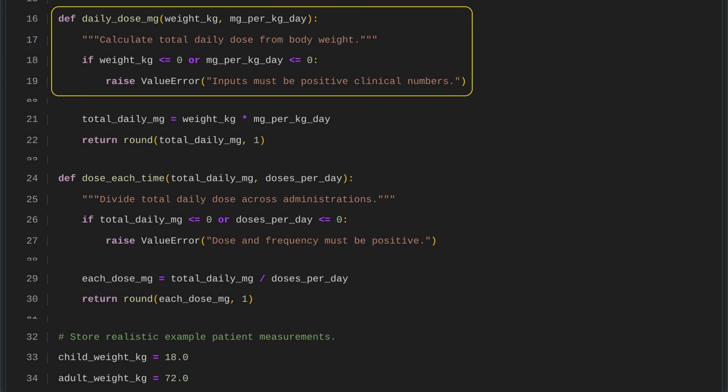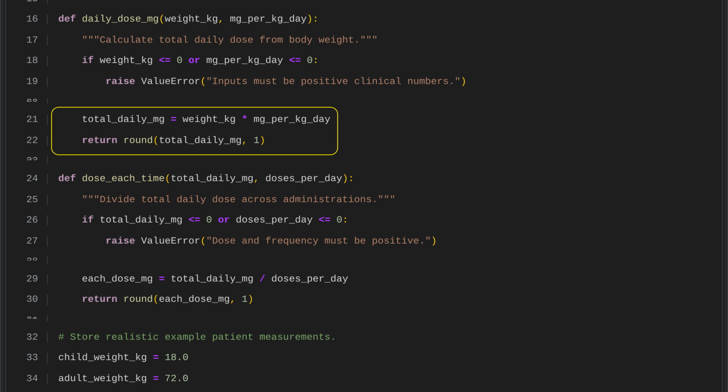The daily dose milligrams function calculates a patient's total daily medication dose using body weight and a dose rate in milligrams per kilogram per day. Before calculating, it checks that both values are positive. If either value is 0 or negative, it raises an error to prevent invalid clinical inputs from being used. The code finds the total daily medication dose by multiplying the patient's weight in kilograms by the daily dose rate per kilogram. It then rounds the result to 1 decimal place for clear and precise dosage instructions.